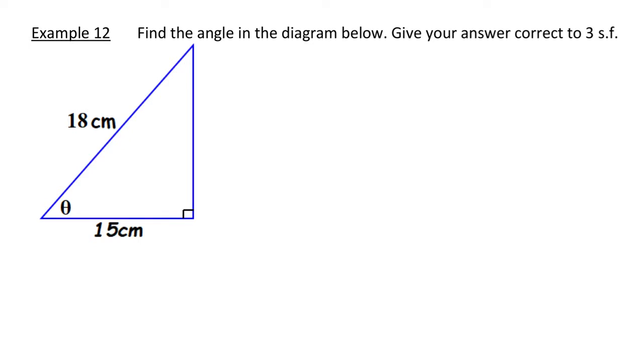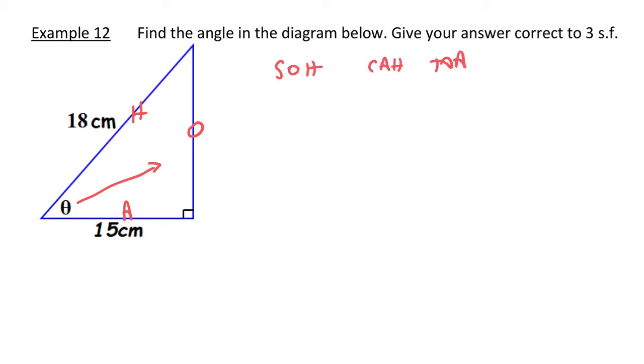Example 12, find the angle in the diagram below. Give your answers correct to 3 significant figures. So we've got our triangle. The first thing we need to do is label the sides. So 18 is the hypotenuse. The angle marked, the side opposite is going to be the opposite, and then the side beside it is the adjacent. Then write out SOHCAHTOA.